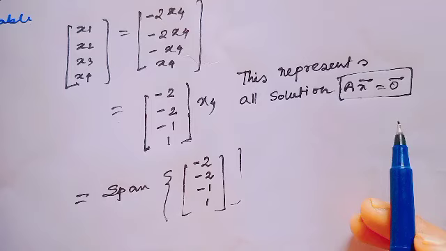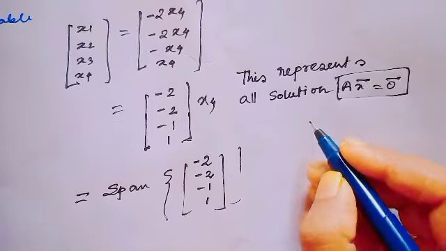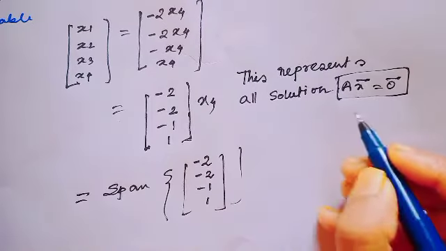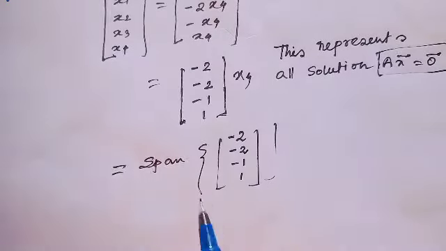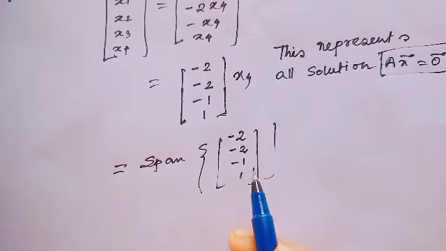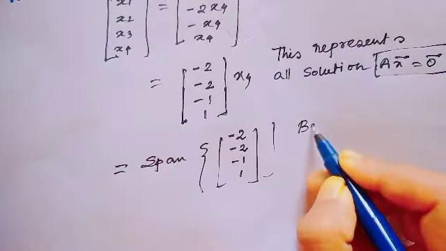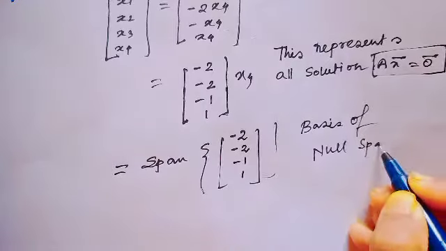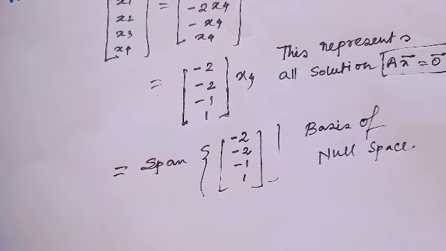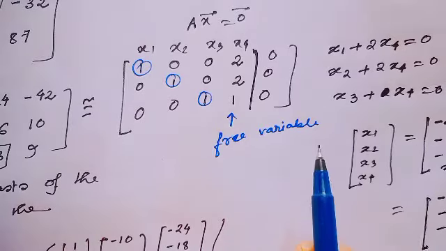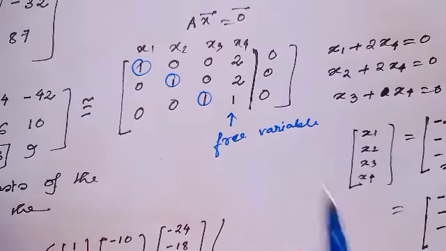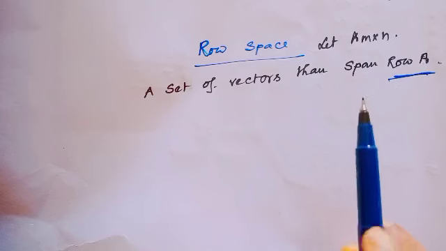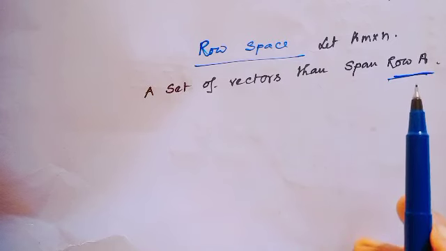So, this is actually the null space, which is spanned by this vector minus 2, minus 2, minus 1, 1. And this is the basis of null space. Therefore, the null space of any matrix is determined by the free variables of the matrix. Are you getting it? Well, now I will define a new type of subspace, the row space.